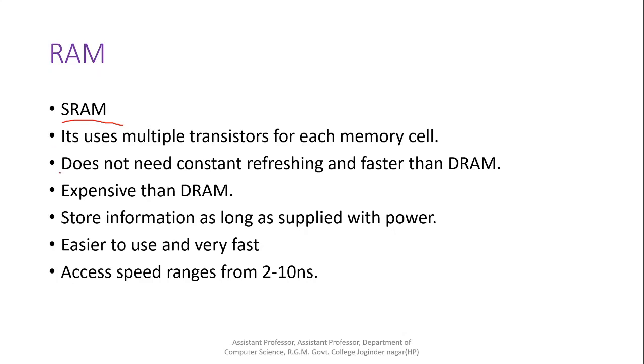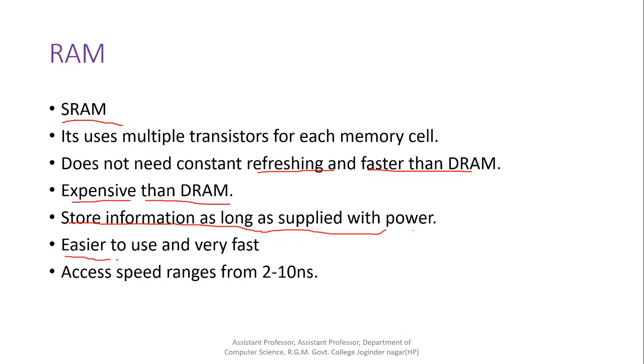Static RAM memory has more parts, so it takes more space on the chip than dynamic RAM. It doesn't need constant refreshing, as we need in case of dynamic RAM, and hence they are faster than DRAM. Also static RAMs are expensive as compared to DRAM, and they store information as long as power is supplied. When the power goes off, the information is lost.